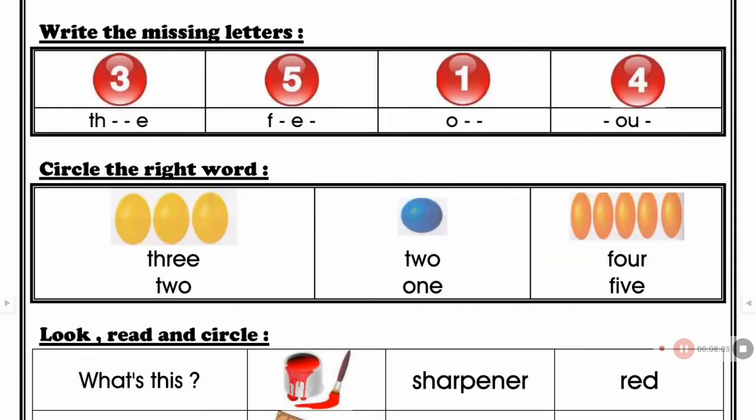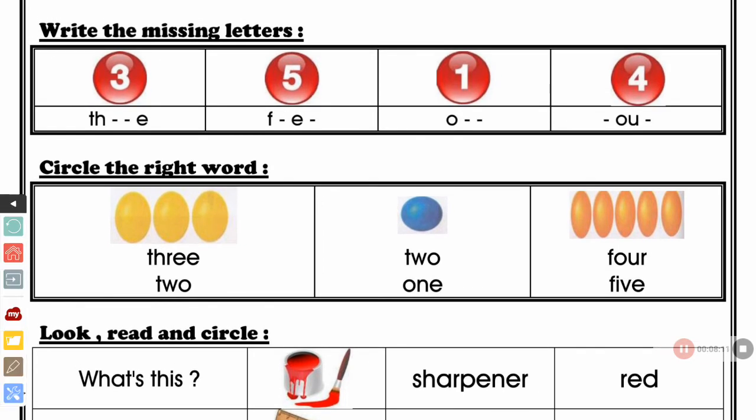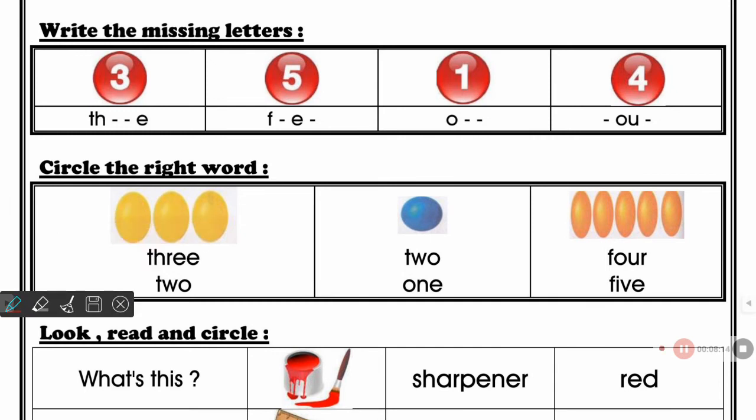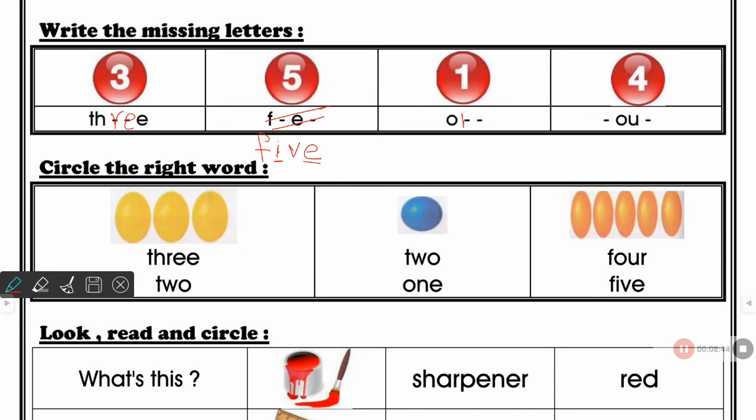Practice number one, write the missing letters. Three, spell three, T H R E E. Five, spell five, F I V E. There is a mistake here. F I V E. One, O N E. Four, F O U R.